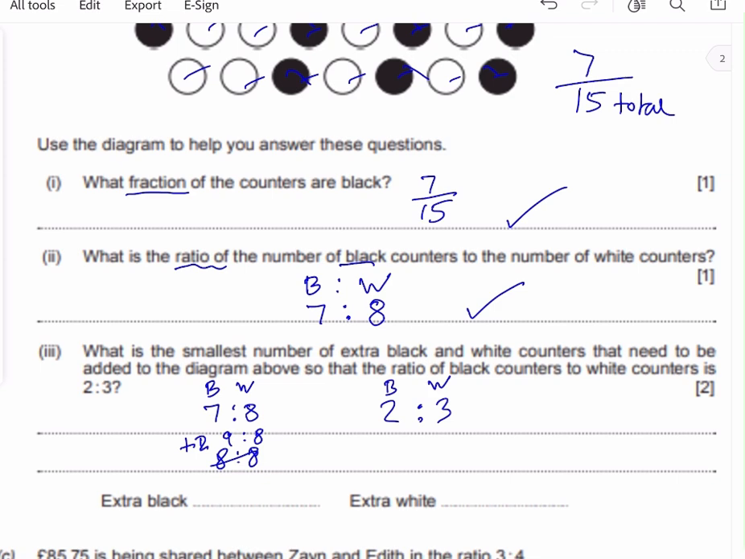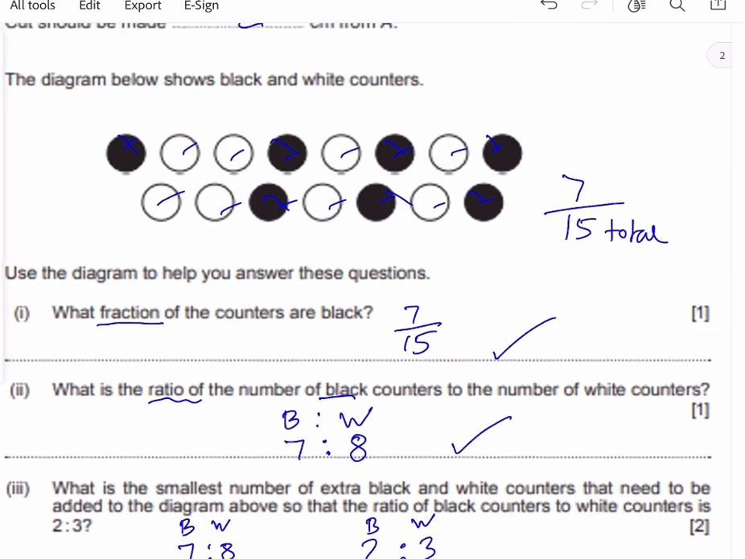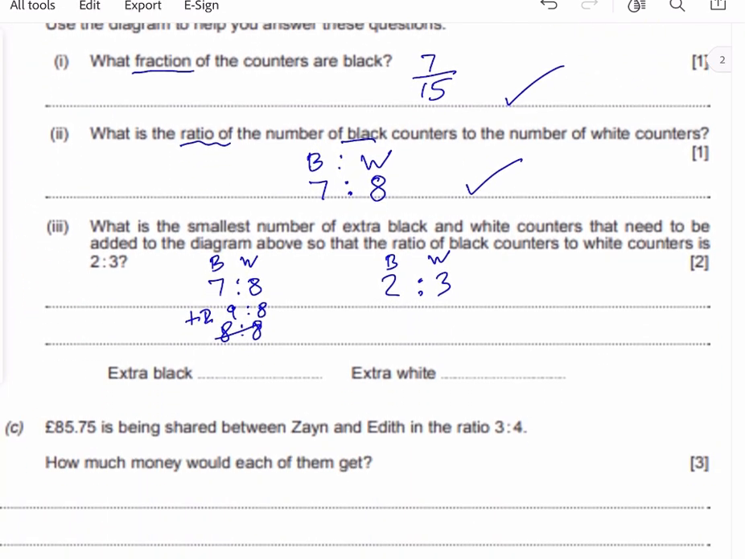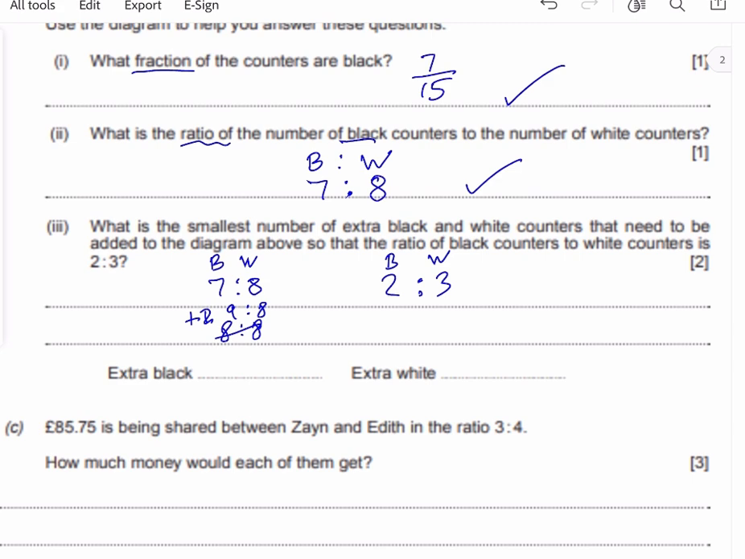So we can carry on like this forever, but we need to look for the different method, how to change that into ratio 2 to 3. So what we can do, we can make some equivalent ratios with 2 to 3 here. And how do you make equivalent ratios? You double each number, you triple each number, you times each number by the same number. That's what might help you here.